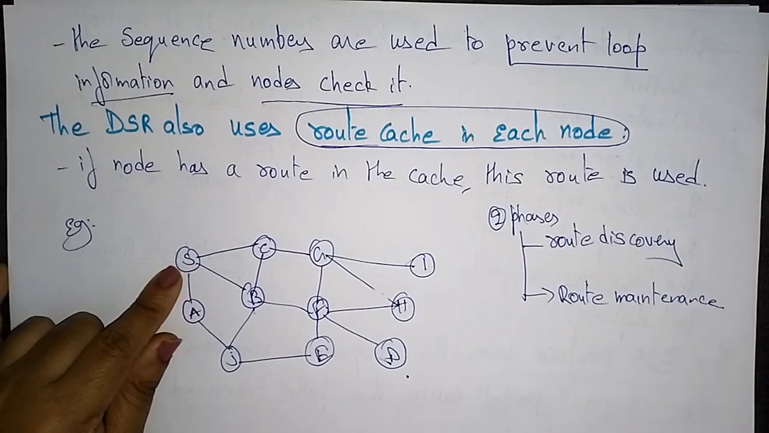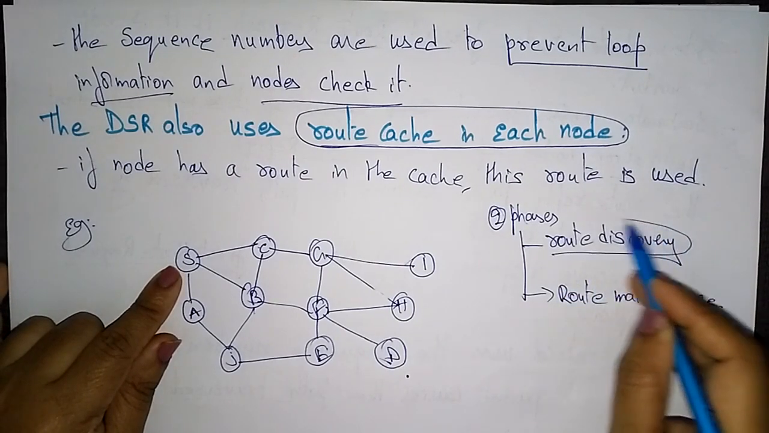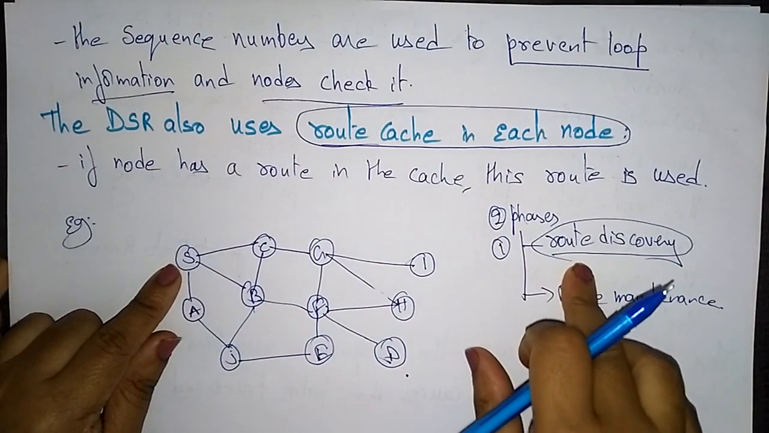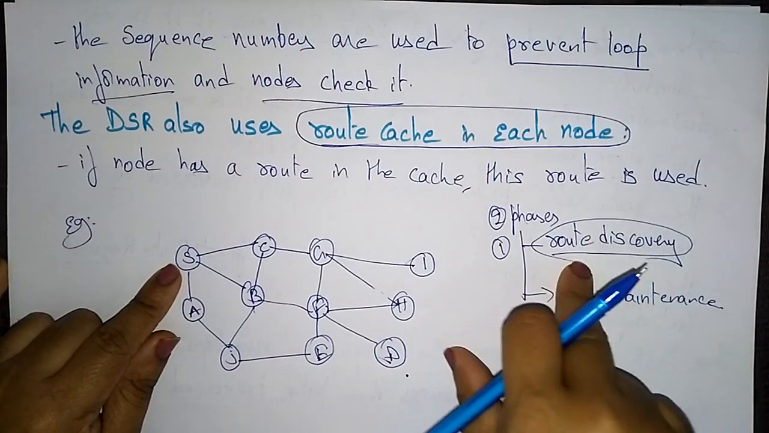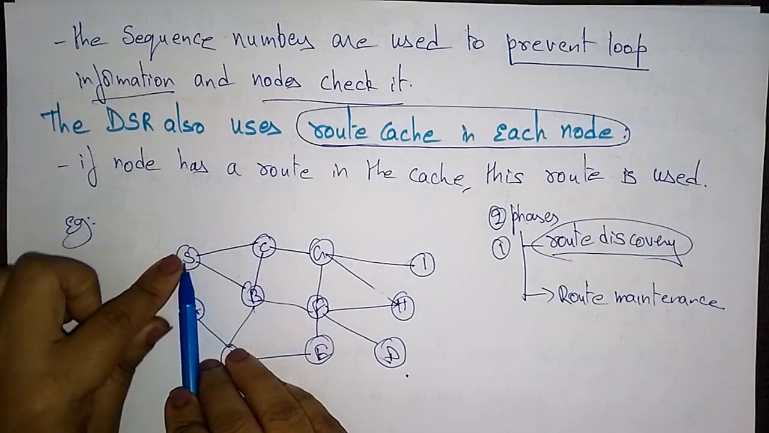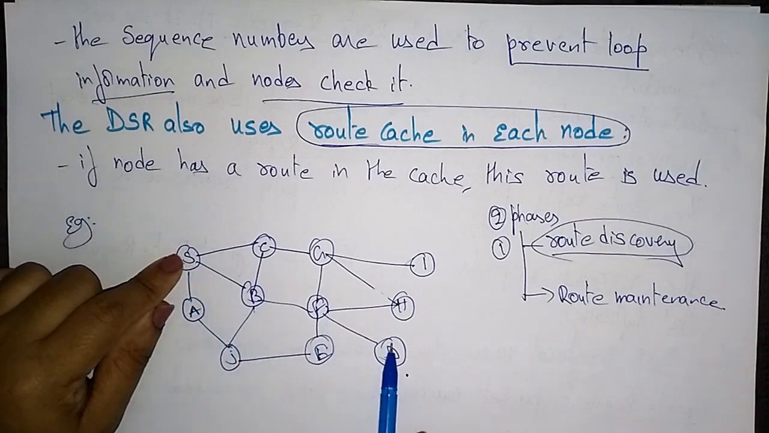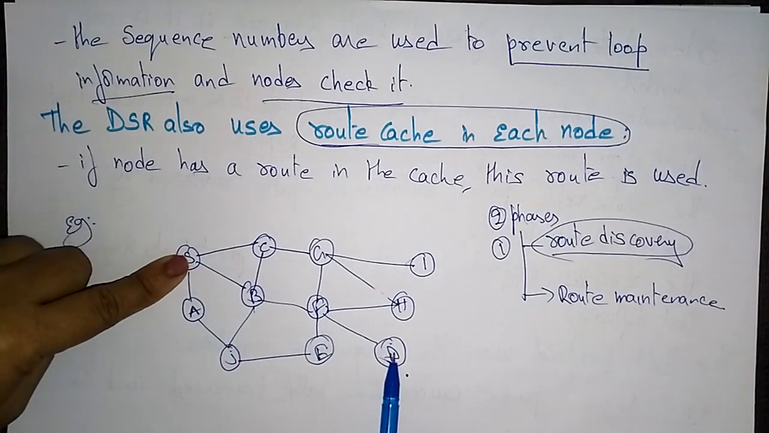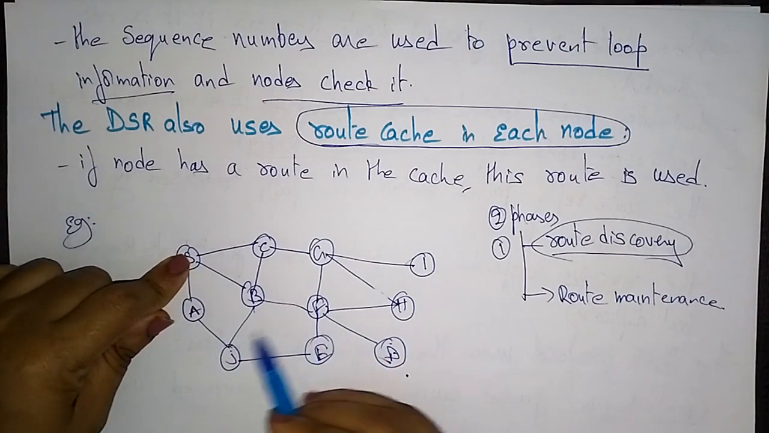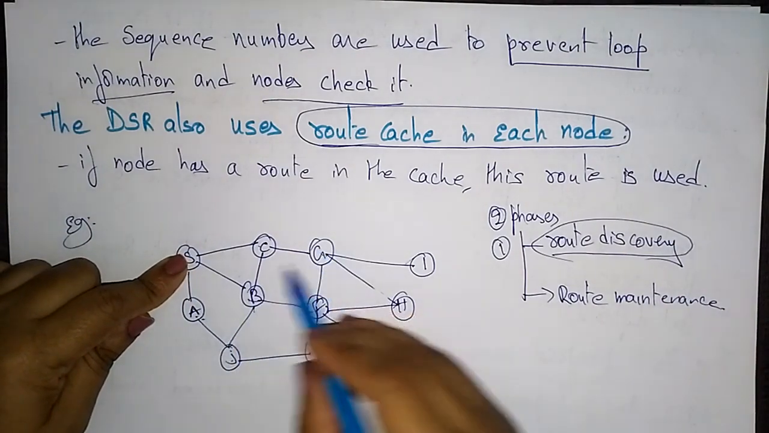So first what does it do? First it has to discover the route. In the first phase, it has to discover the route. How is it going to discover the route? The node discovers a route only when it is needed. That's why we call it an on-demand routing protocol. So first the source is asking about the route to D by sending the request packet to its neighbors.